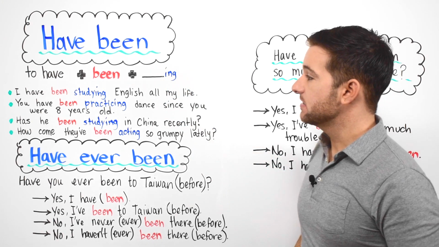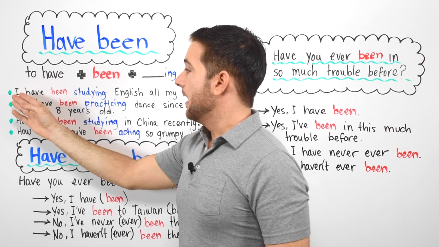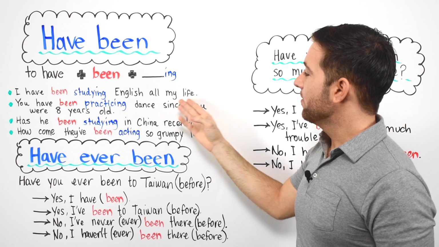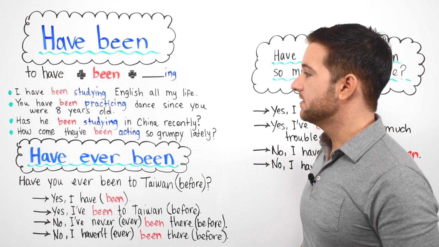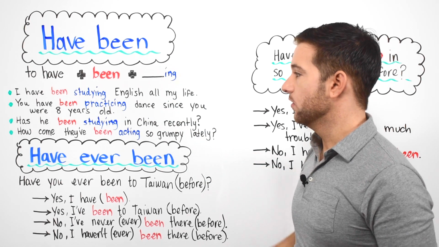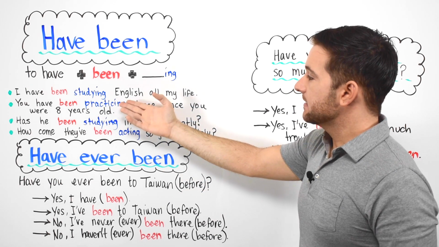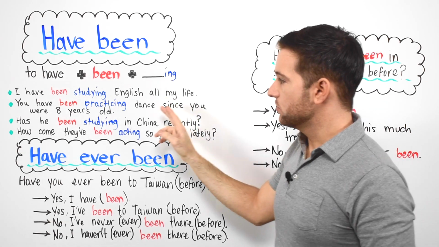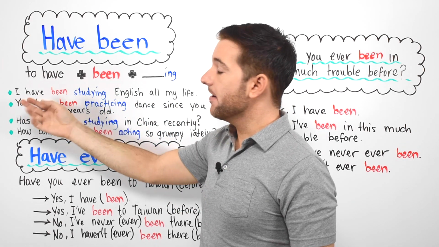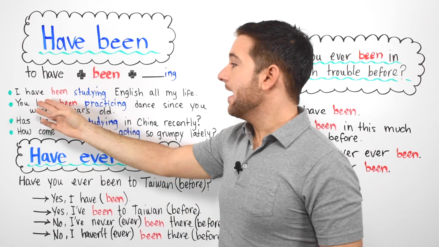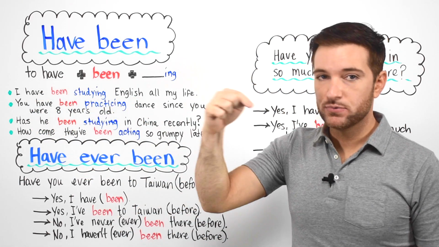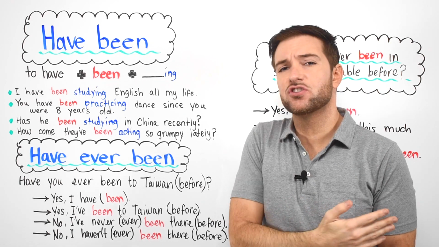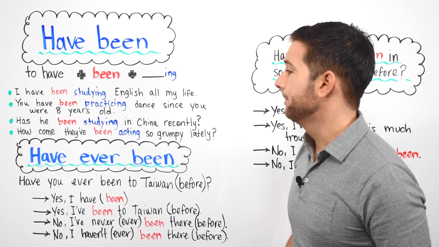Okay, so in the first example you can see that it says, I have been studying English all my life. So you're talking in this case, all your life, a long, long time ago when you were little, you started to study English. And from that moment, you have been studying English up to the present, okay? Up to the moment right now. So you can say, I have been studying English all my life.